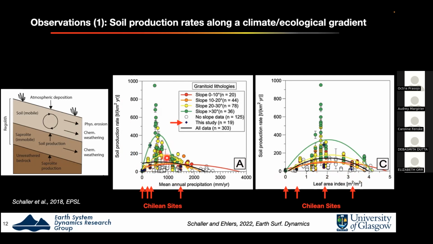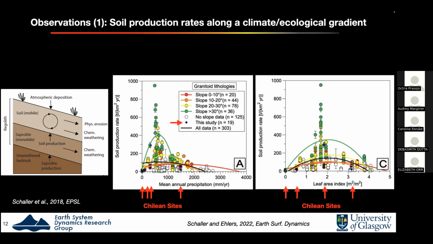But the key point is, it doesn't matter what hill slopes you're looking at, these polynomial fits through the data all show the same pattern: they reach some sort of maximum in soil production rate. But then interestingly, as you move to higher precipitation or higher leaf area index, they decline. Now, a lot of other studies haven't recognized this because these plots are typically plotted in log-log space. And if you plot this in log-log space, then you compress this whole trend and you don't actually see it.